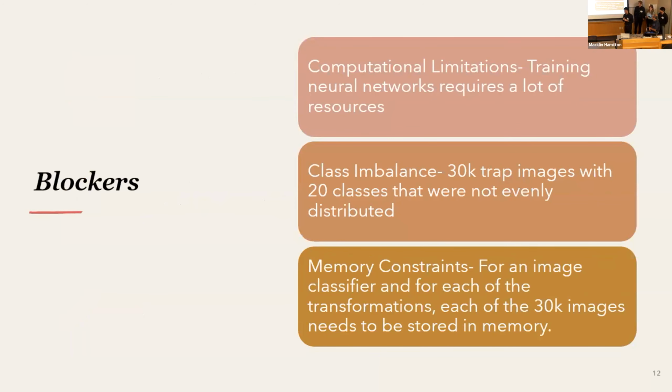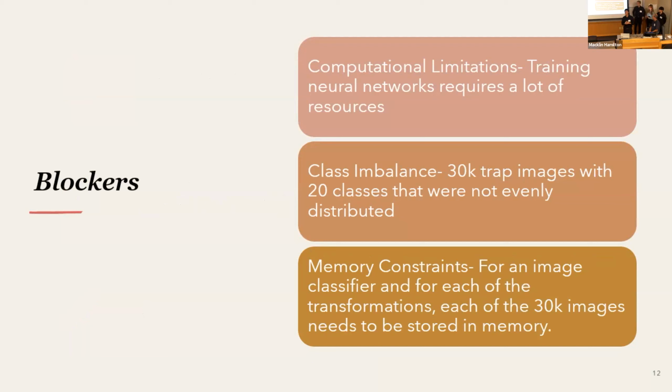So we have three main blockers. The first one is computational limitations. Like Mia said earlier, it is very difficult to run neural networks, especially if you have something like 30,000 images. So we've been running it on the server with the two GPUs and 100 gigs of RAM, and that helps speed up the process.